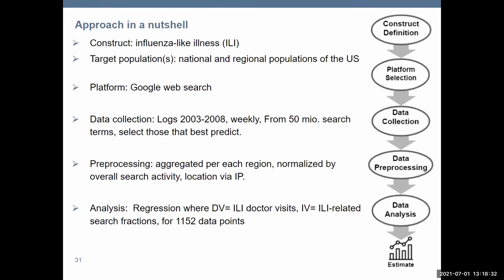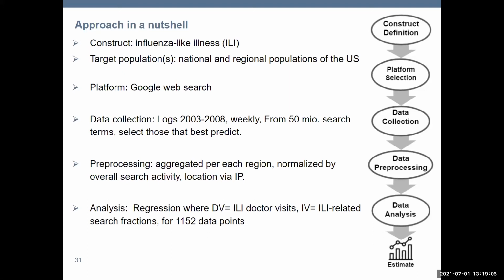And they used logs of searches, so queries that people have entered from 2003 to 2008, weekly, and then they broke down from 50 million search terms to those that predicted best what the actual cases of ILI were. The preprocessing was that they aggregated this per region, normalized it by the overall search activity, because that might be influenced when people stay at home and search more. You want to normalize this, and then the location was done via IP, which Google has for all searches.